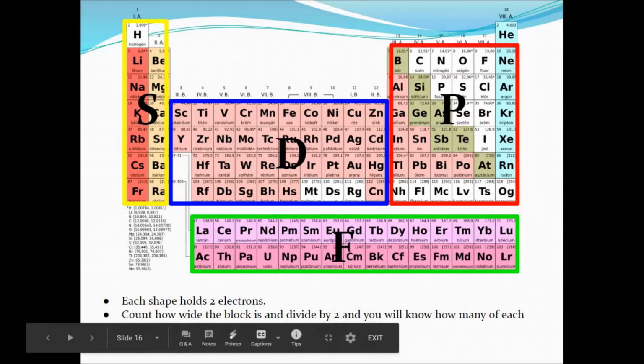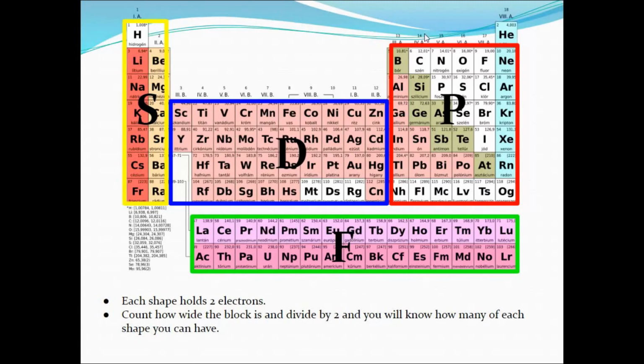Another thing, when we talked about how many different shapes you could have. If we look at this, we said we could have 3 P's, right? And if each of those can hold 2, 3 times 2 is 6.